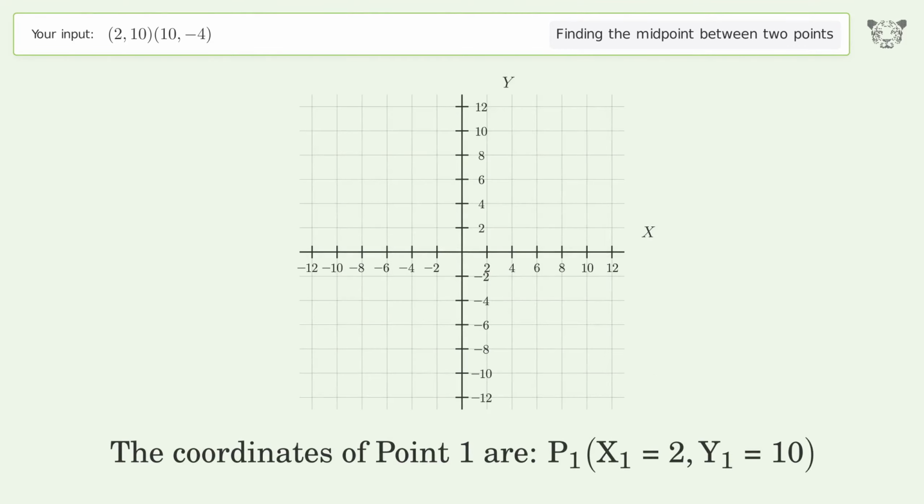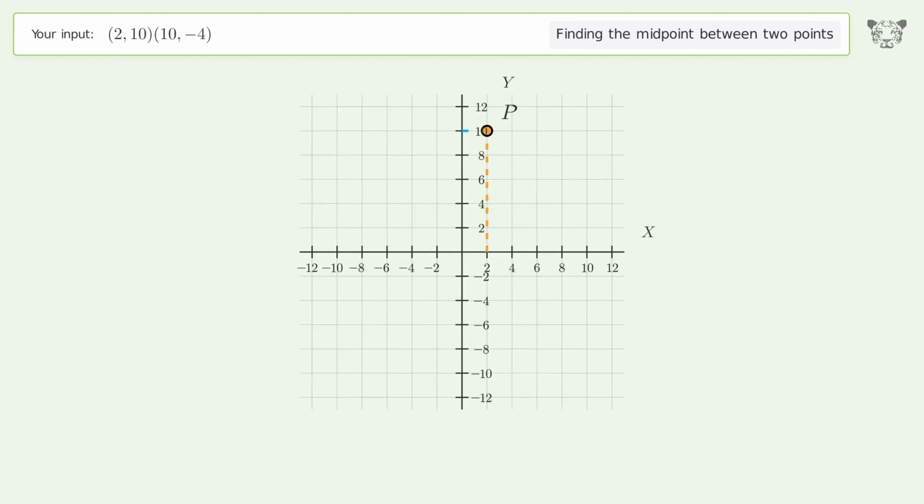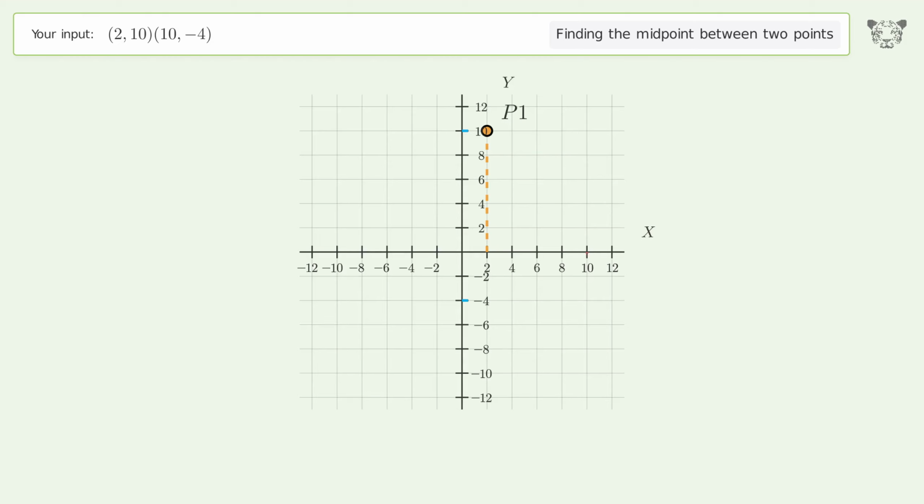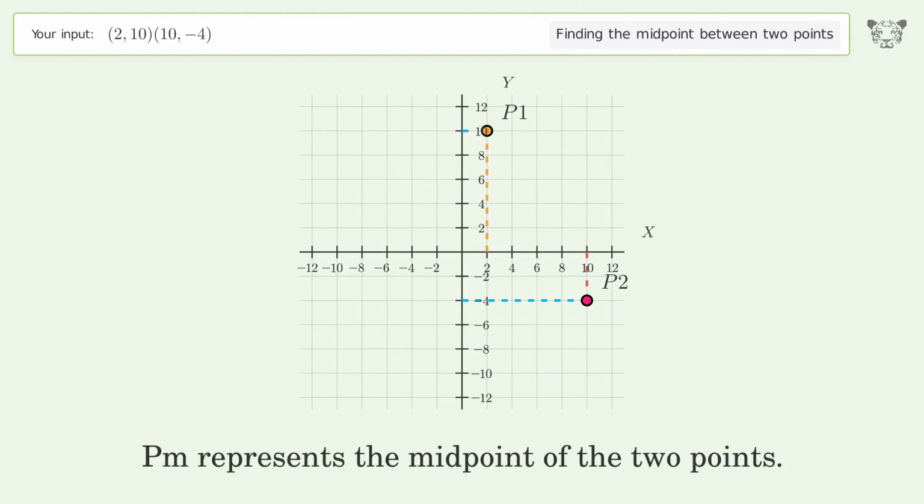The coordinates of point 1 are x1 equals 2, y1 equals 10. The coordinates of point 2 are x2 equals 10, y2 equals -4. PM represents the midpoint of the 2 points.